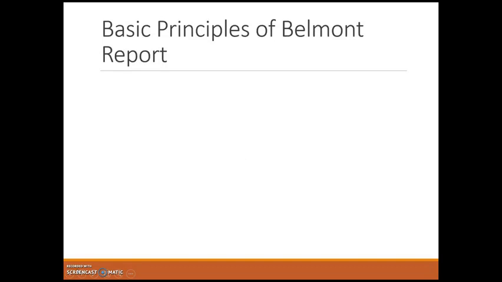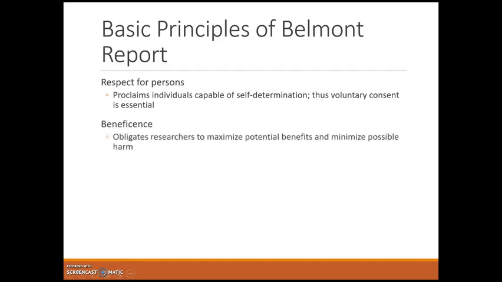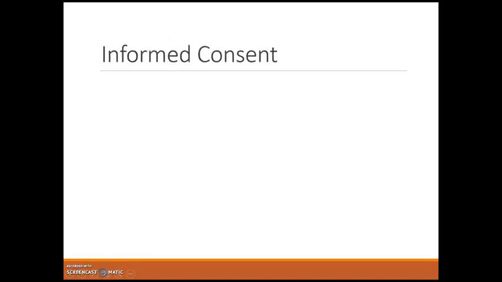The basic principles from the Belmont Report included respecting the person and proclaimed that individuals were capable of self-determination, and thus voluntary consent was essential before research could be conducted. As far as benefits, it obligates researchers to maximize potential benefits and to minimize potential harm to the participants. The idea of justice requires that the benefits and the burdens of research be fairly distributed.